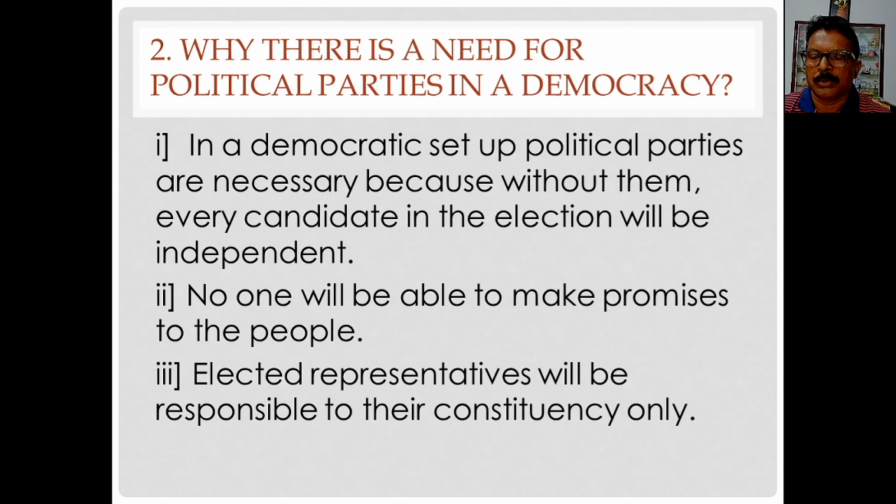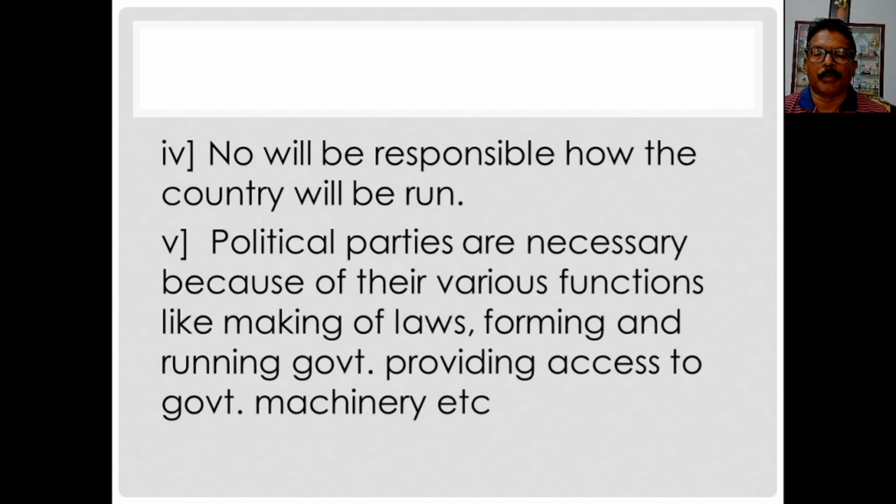The next point, no one will be able to make promises to the people. Elected representatives will be responsible to their constituency only. Each elected MLA or member of parliament will be responsible to his constituency only. So no one can make promises to the people. Since everybody is independent, they are only concerned about their constituency. So no one will be responsible for how the country will be run.